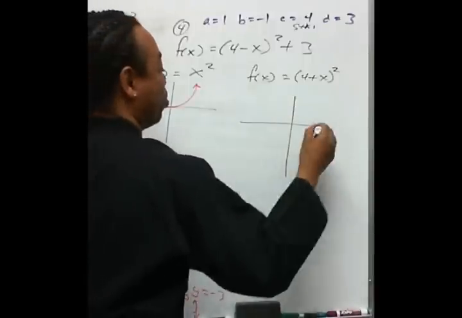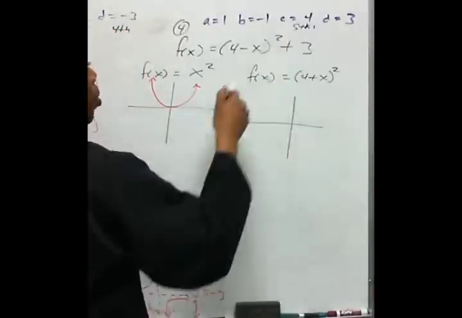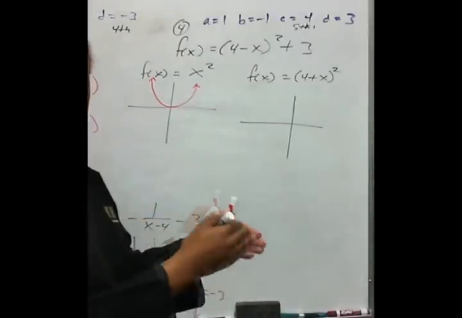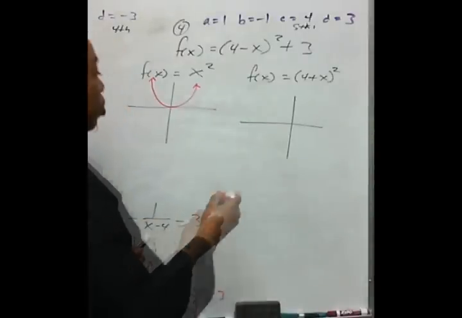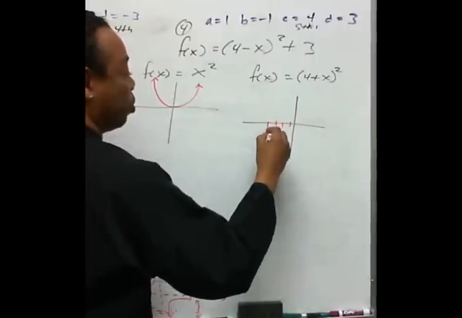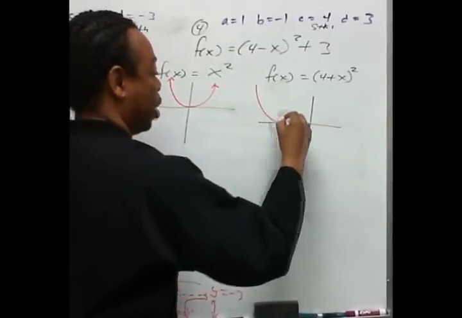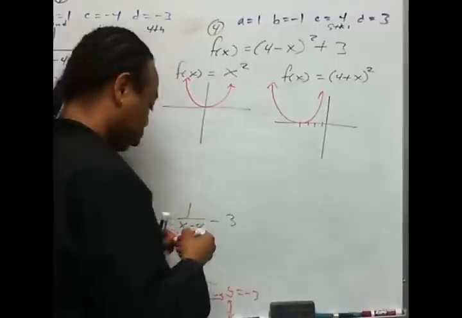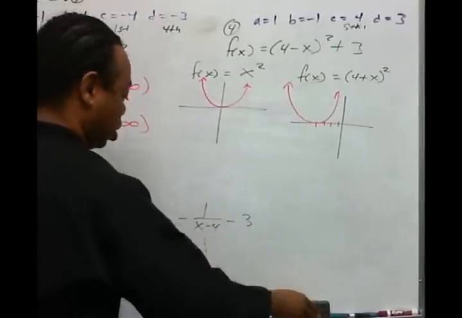Now, the c parameter being positive means that we're going to move this to the right 4 times. 1, 2, 3, 4. So now, this is our graph. Okay.